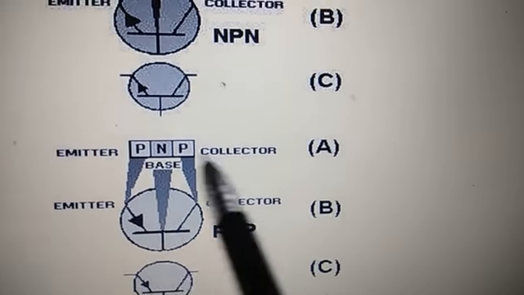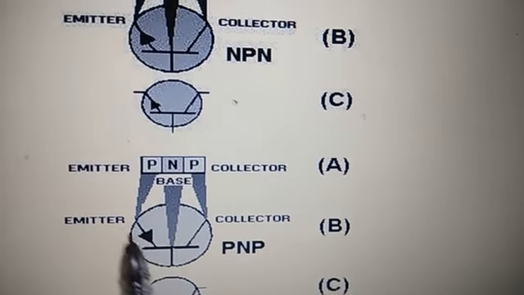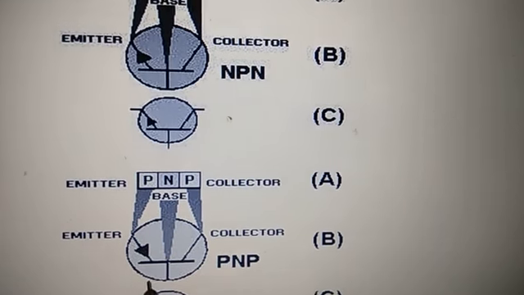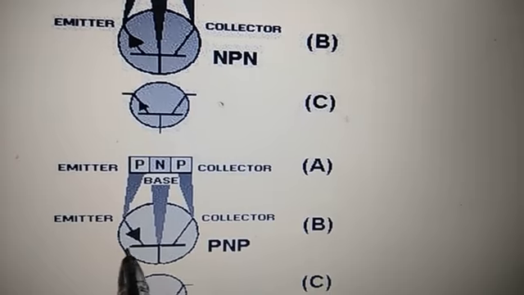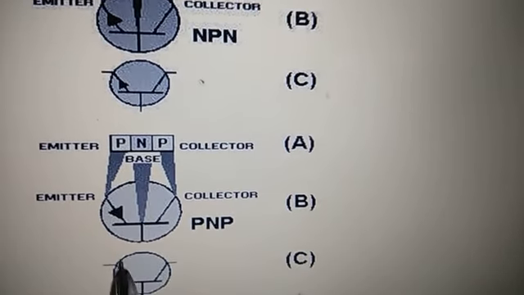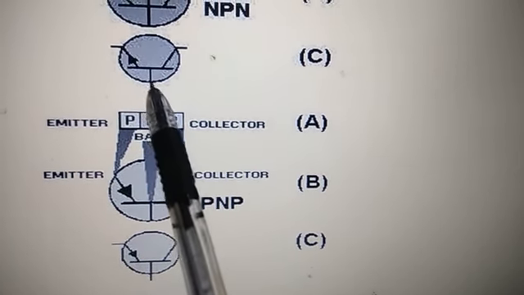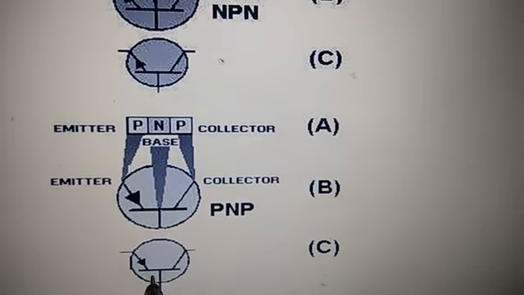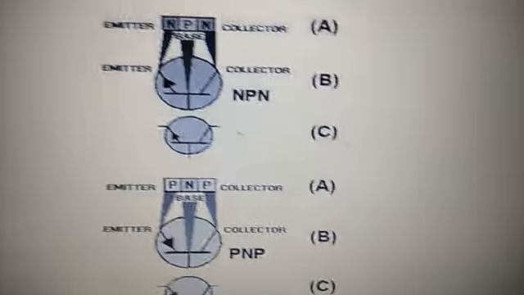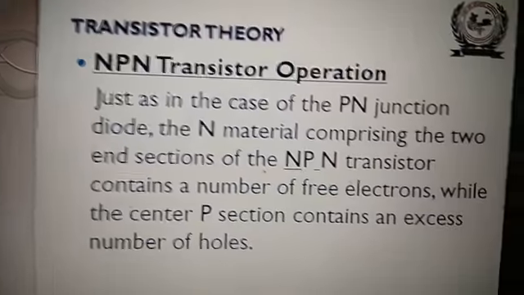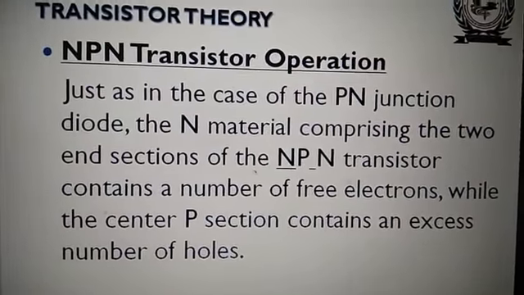While in case of PNP, the same construction is there, but the arrow of the emitter is towards the inside, indicating flow of the current into the emitter. So this is the PNP transistor, and this is the symbol of the PNP transistor. This is NPN transistor, arrow is outside, and this is PNP transistor, arrow is inside. So this is the diagram of a transistor. We will see some little theory of the transistor also.